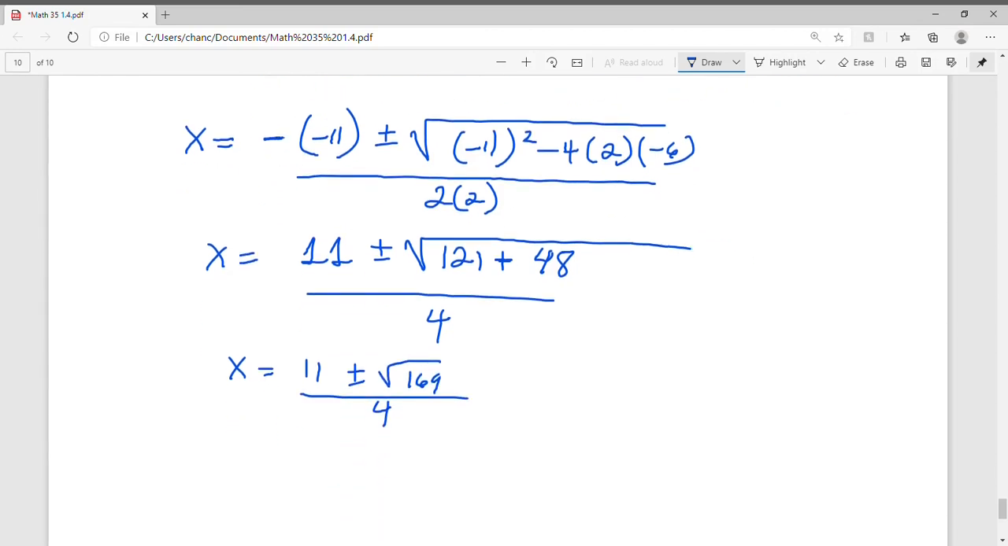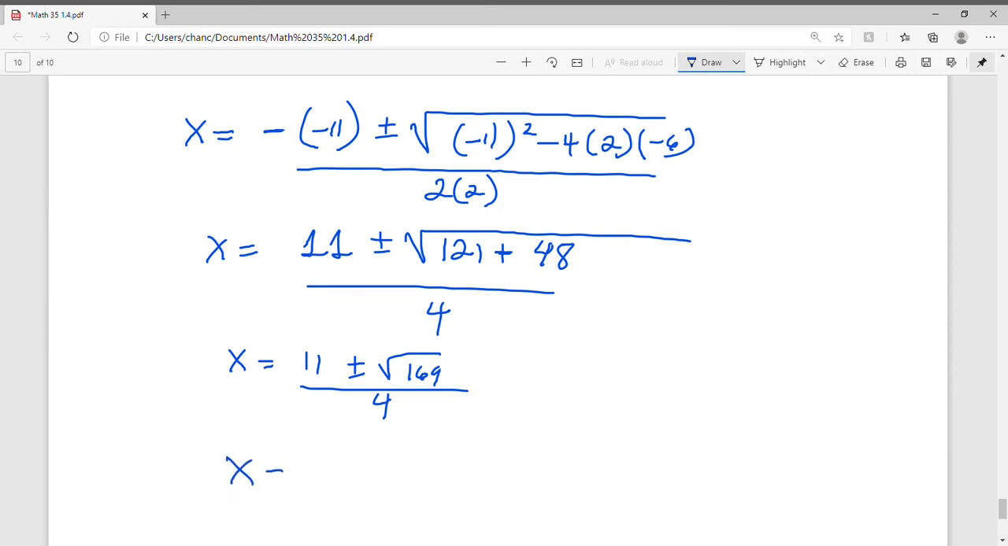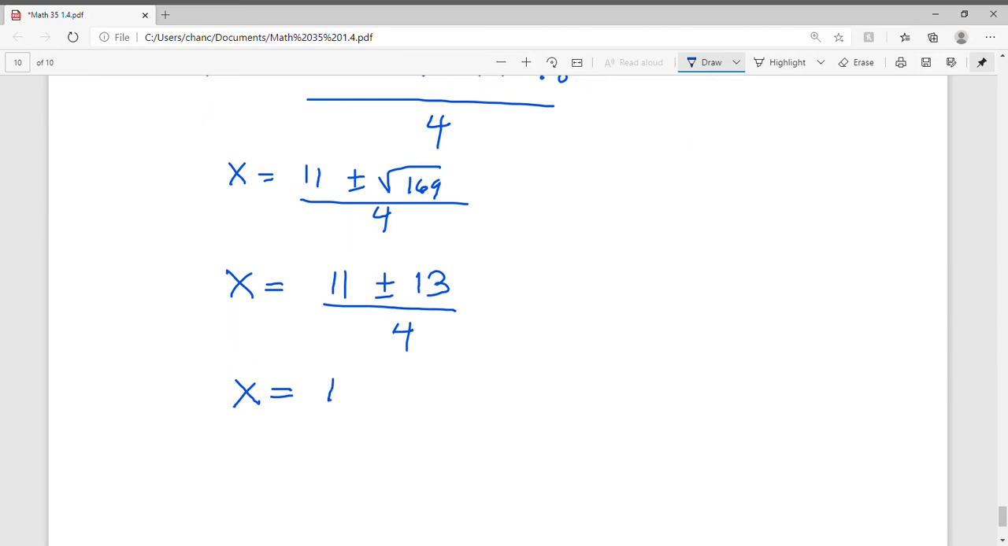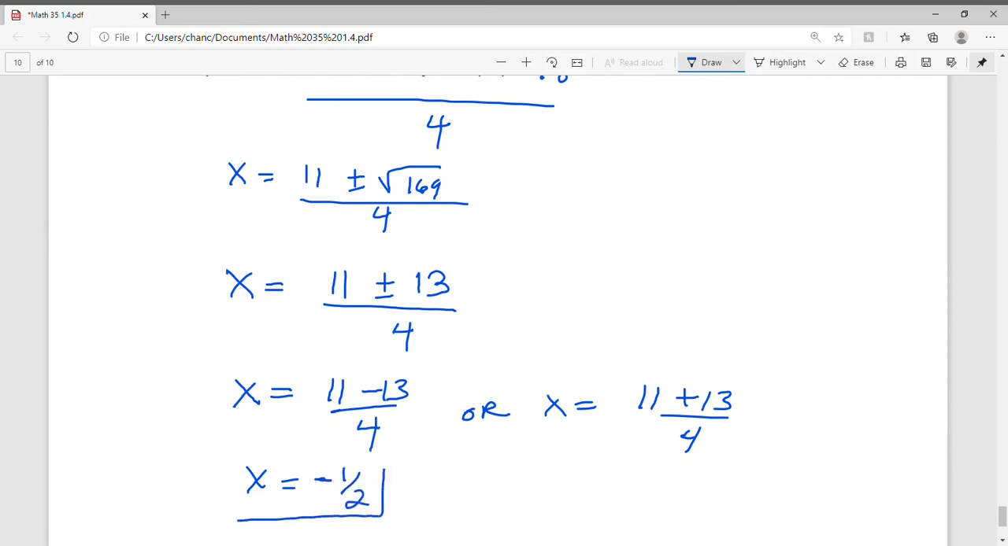Now don't stop here, we've got to try to simplify this square root. That's just the square root of 169, which is 13. And finally we can break this into two equations. We have 11 minus 13 over 4, or 11 plus 13 divided by 4. So the first solution is negative 1/2 when you do the work, and the other one is equivalent to 6. So we have two solutions, x equals negative 1/2 and x equals 6.